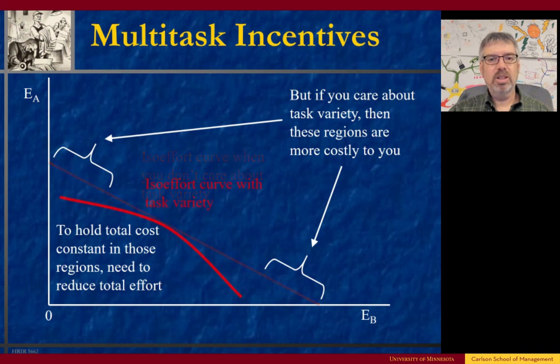And so what's going to happen is this curve is going to bend when we have task variety. Again, remember, this curve is going to hold total level of effort constant among combinations of effort devoted to A and B. And in order to do that, if there's an extra pain cost from being bored or whatever, when we're doing almost all of A or almost all of B, then we're going to have to do less than before in those regions in order to give us the same total effort as when we're doing a more balanced combination somewhere in the middle.